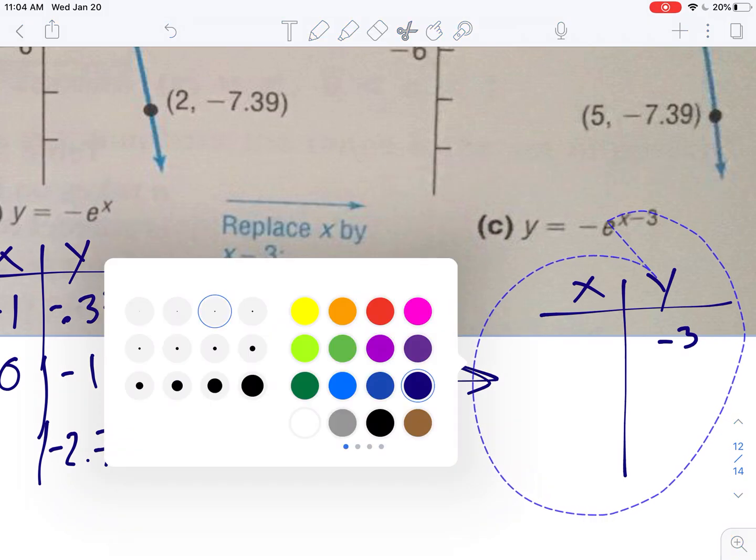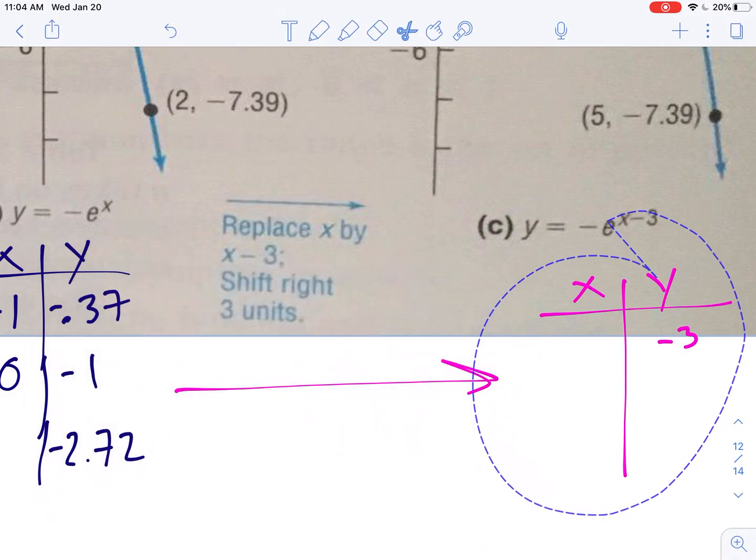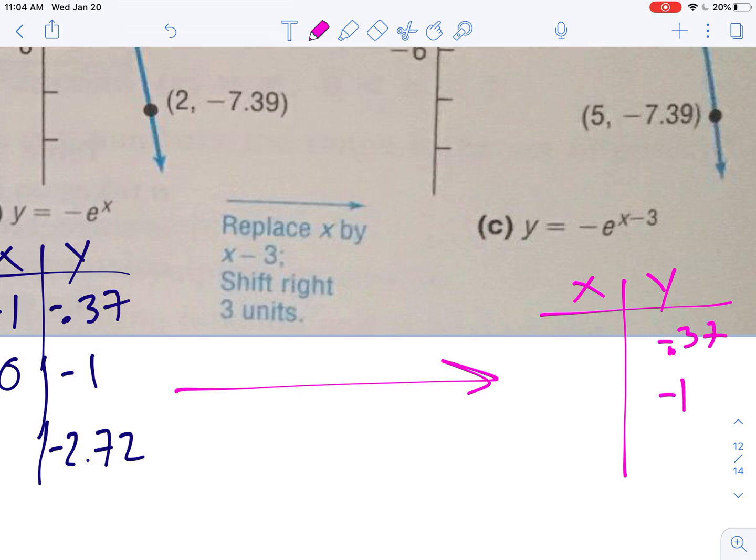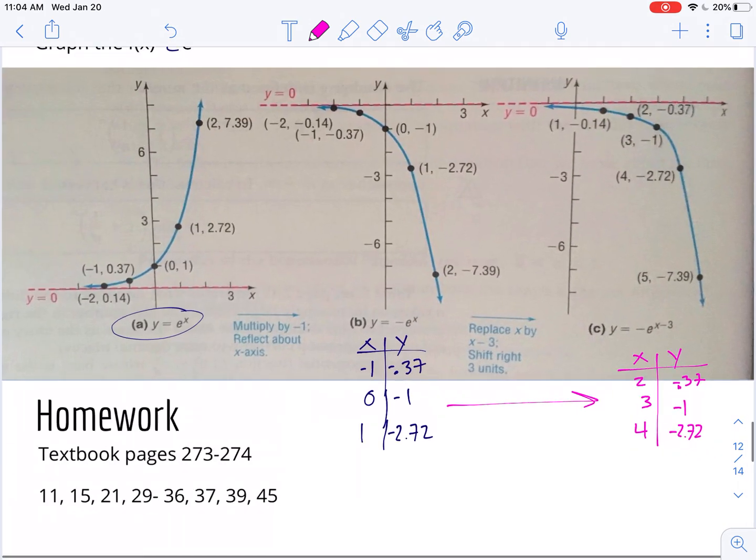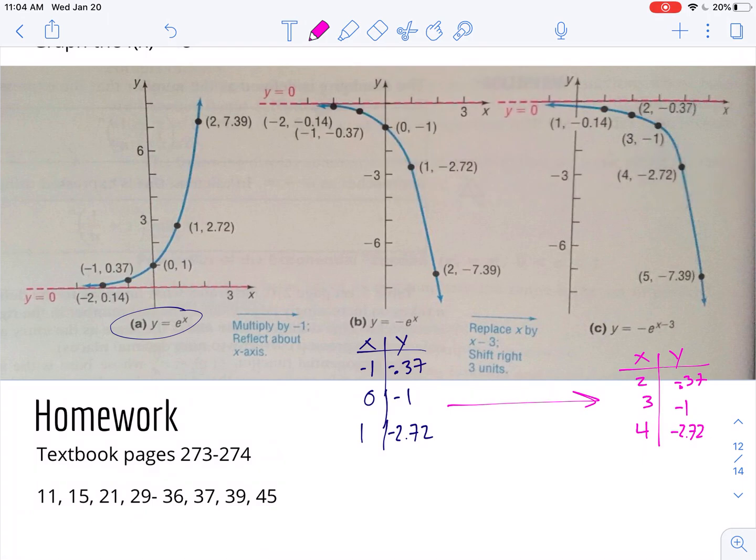I'm going to change the color so that we're sure that we are going through another transformation here. And then I'm going to add 3 to all of my x values because I have a shift to the right 3. And we can look here and we can see that the points that I have, 2, negative 0.37, 3, negative 1, 4, negative 2.72 all exist there.